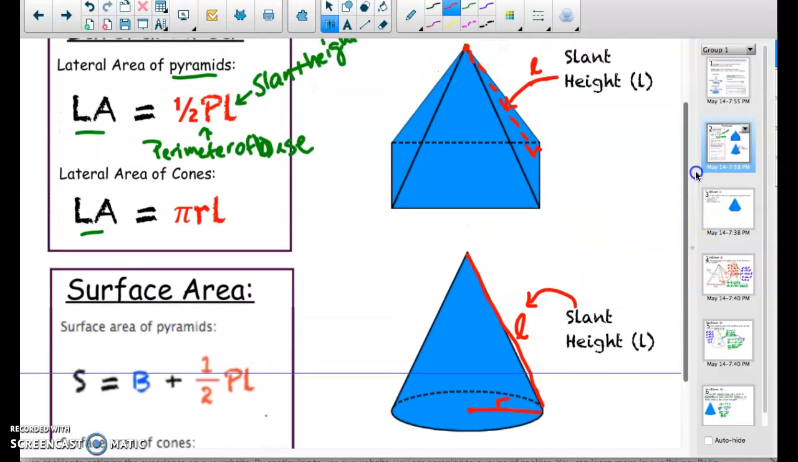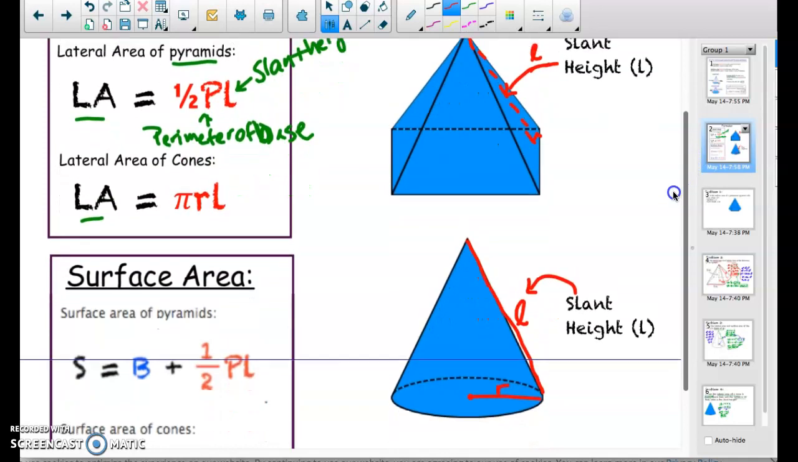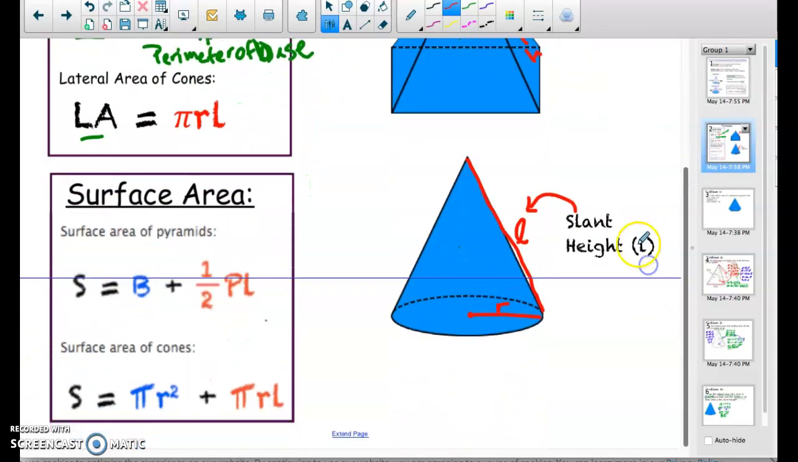Now, the difference between lateral area and surface area is that surface area has the area of the sides and the base. So that capital B stands for base area. That's the area of your base. Okay, and then notice something here. We have that 1/2 times perimeter times slant height.